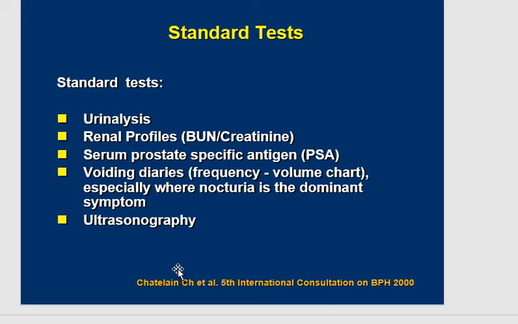What are the standard tests? Urine analysis, renal profiles like BUN and serum creatinine, PSA, prostate specific antigen, and then the voiding diaries. I mean, how the patient is doing with the lower urinary tract symptoms on the medical therapy. One has to keep the charts, and then there is the ultrasonography.